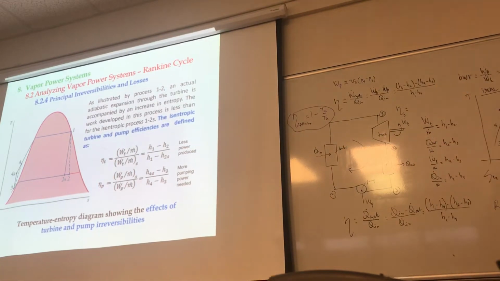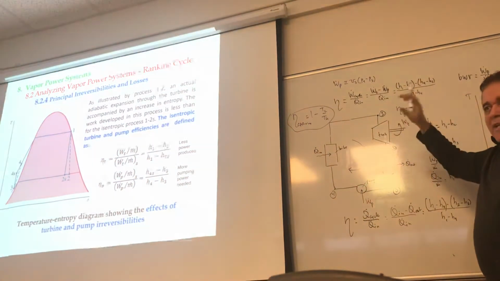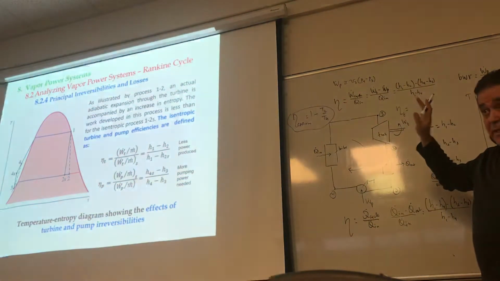Because it is not isentropic, what's going to happen to the entropy? You're going to produce some entropy because of irreversibility. So really the H2 is going to be there instead of having H2S, okay? Now, if this is 2S, and this is 2, I know that efficiency is always less than 1, okay?